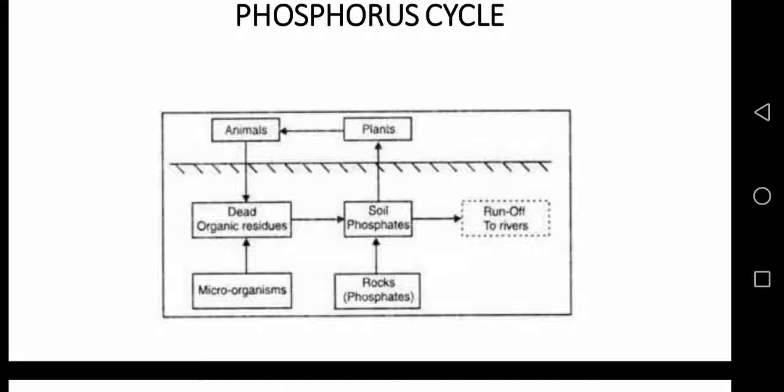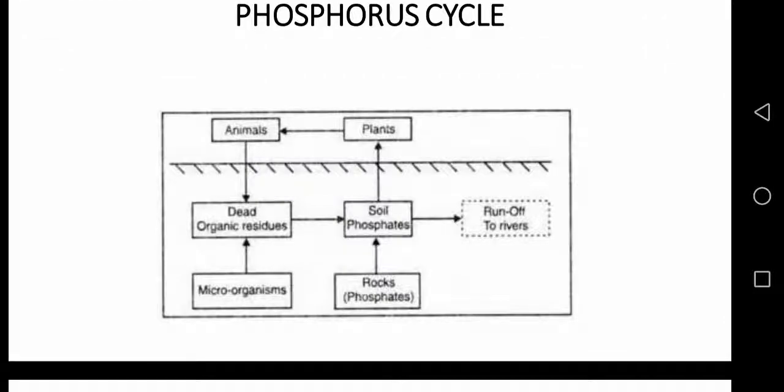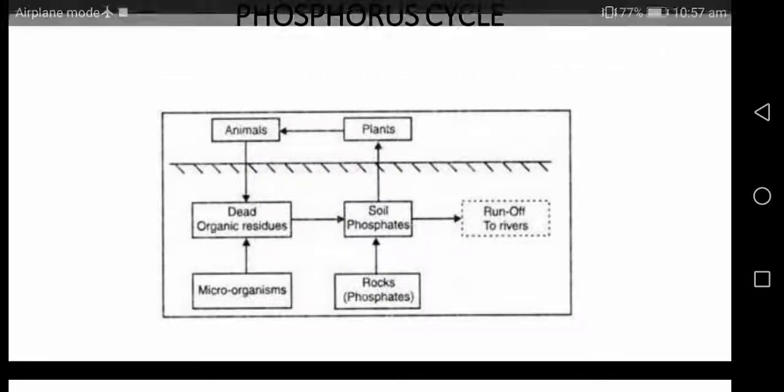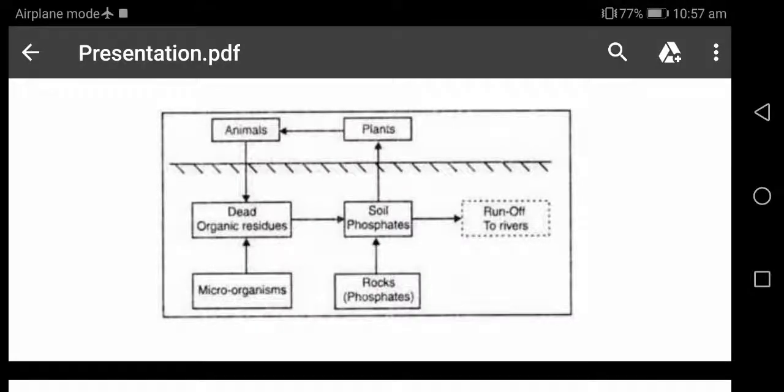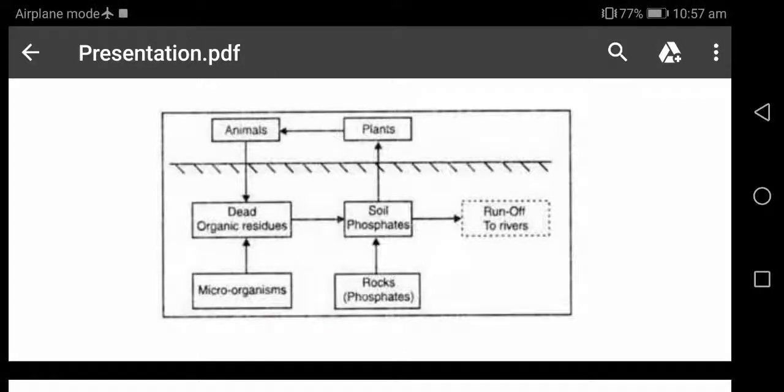Then some phosphate runs away with the rivers. With time, the plants' roots go deep into the soil and consume this phosphorus. If animals consume these plants, the phosphorus moves to the animals. After some time, when those animals die or decompose, in the dead form of organic residue the phosphorus comes back again into the soil.